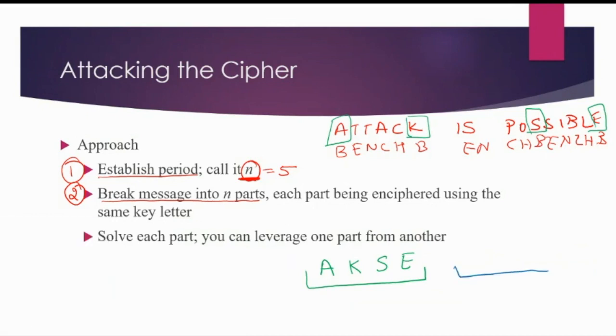Let me take another bucket, which starts with the second position, and then again we take every fifth position. So T, I, S. Can you see a particular thing about this? If we somehow break the entire message into n parts, each part is encrypted with the same key.